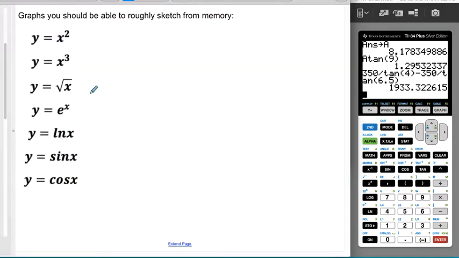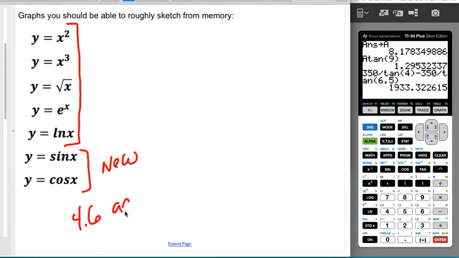All right. When we talk about graphs that are worth memorizing, you should, at this point, already hopefully know these, right? These are new. And in 4.6, we're also going to add that you should know the other 4 trig functions.